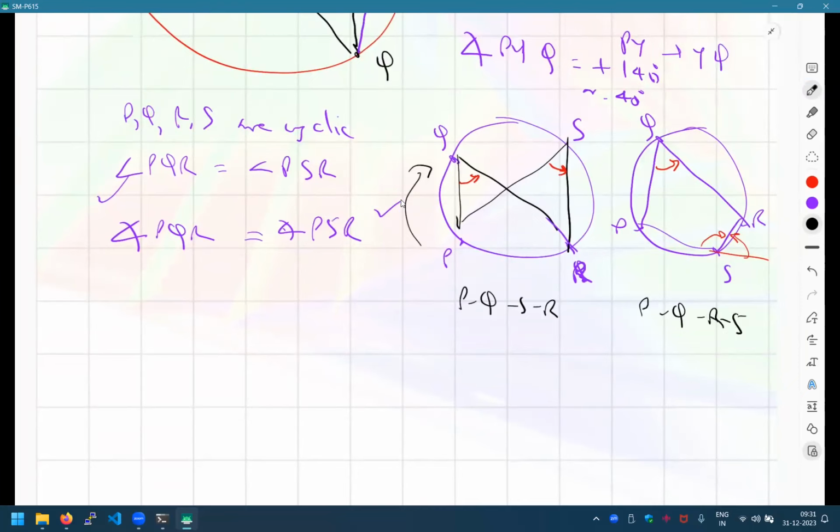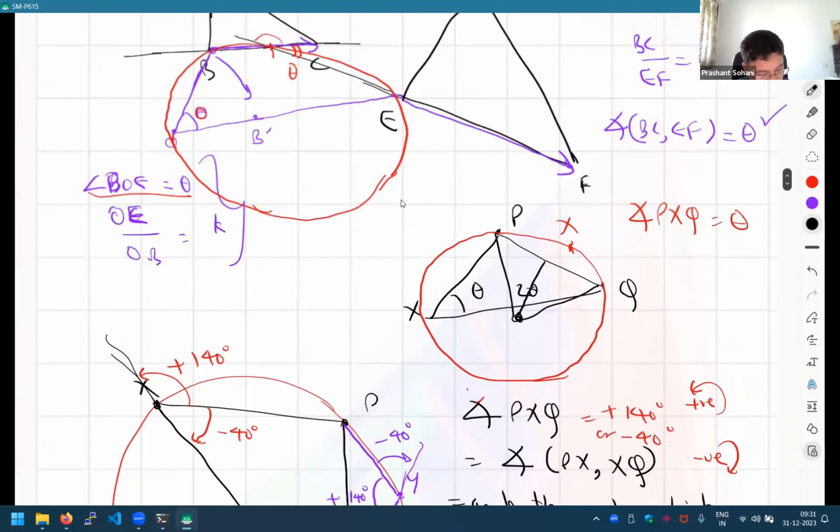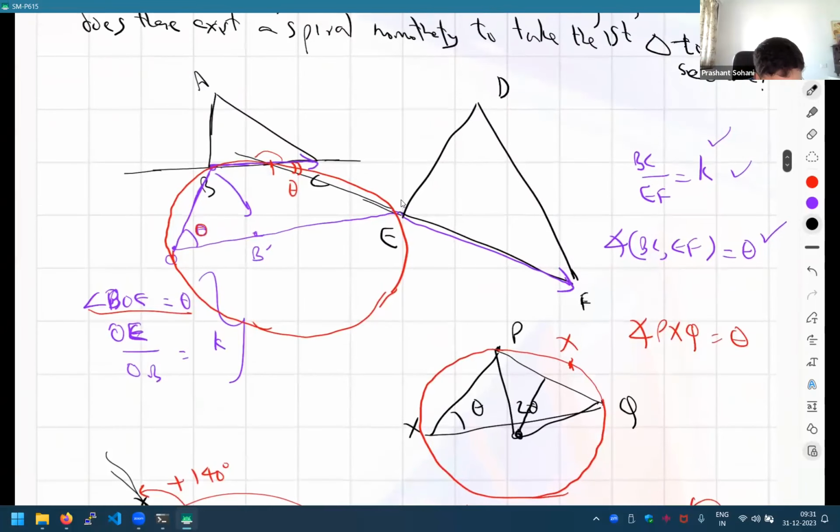Excuse me, sir. I'm talking about the previous diagram, this one, BOE. Why is angle BOE equal to theta? That one. Why is it theta?